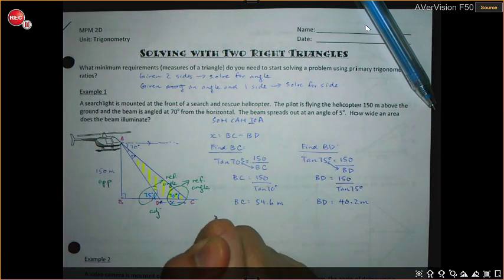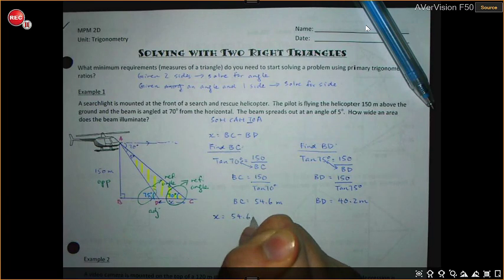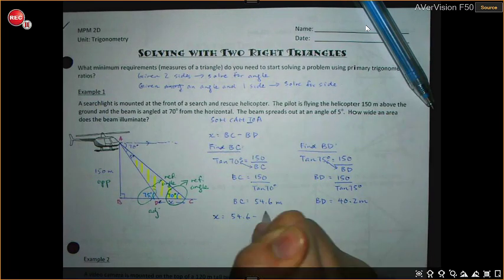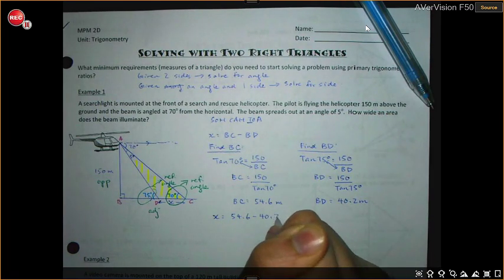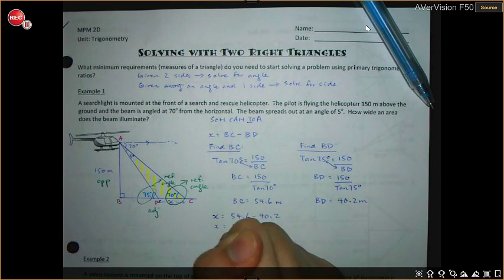And now I can find x. So BC, 54.6, subtract BD, 40.2, and that gives me 14.4 meters.